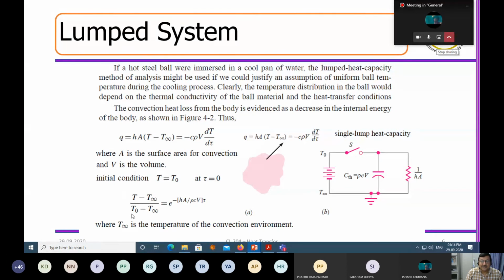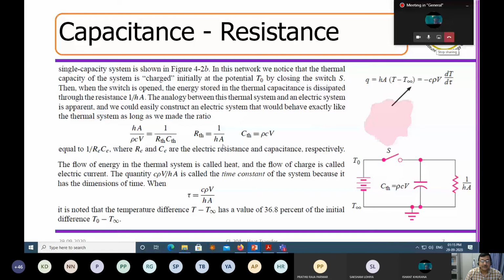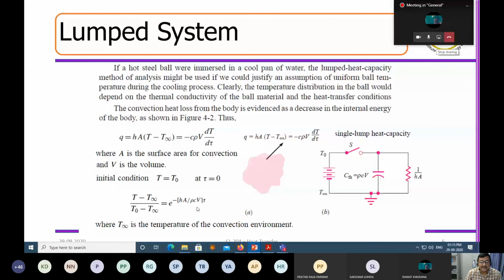I get a solution which is like this, right? And this gives me a parameter which is there at the top, which can be written as hA by rho cV. This I can write as 1 by R_th into C_th, where R is 1 by hA and C_th is rho cV. So this is a composite parameter that is coming at the top.